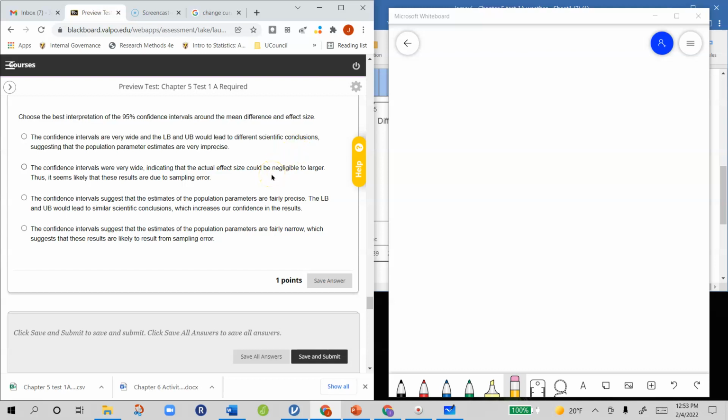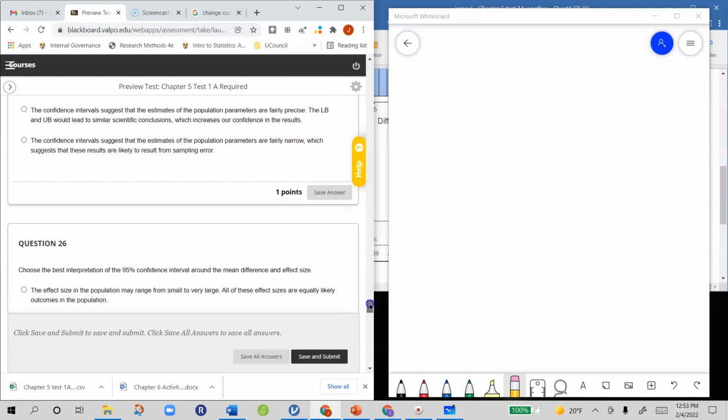Number 2 is wrong because it says that these results are due to sampling error, and that's not what the confidence intervals tell us, right? We are saying that the actual effect size could be small to large, but that second half of the sentence is not correct, or the statement is not correct.